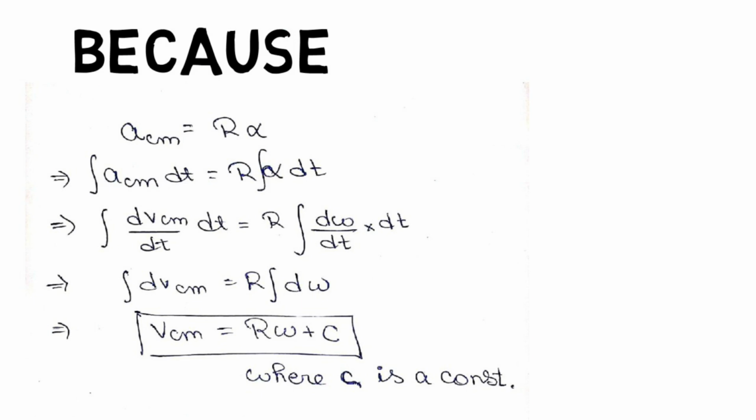So in general we can conclude that ACM equals r alpha is not a satisfactory condition to say the disk is having a pure rolling motion.